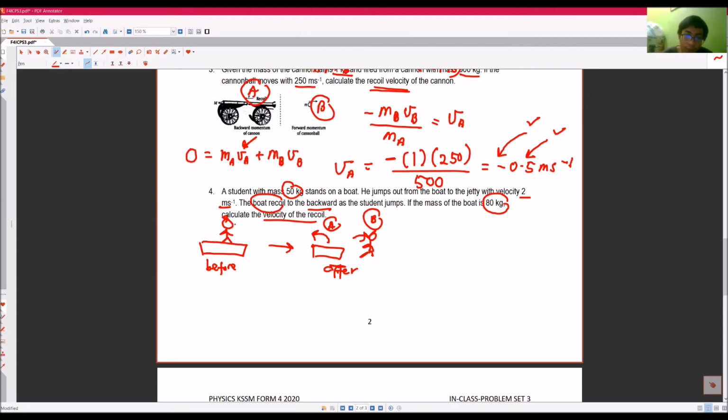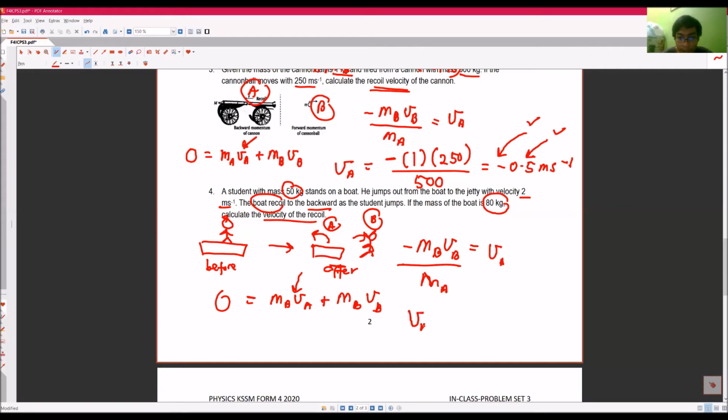The initial momentum for both objects, the student and the boat, is 0 because they are at rest. So 0 equals MA VA plus MB VB. Then we want to calculate the recoil velocity, which is VA. So we can make VA equal to negative MB VB divided by MA. MB is 5, VB is 2, and then MA is 80. So we will get negative 10 divided by 80.